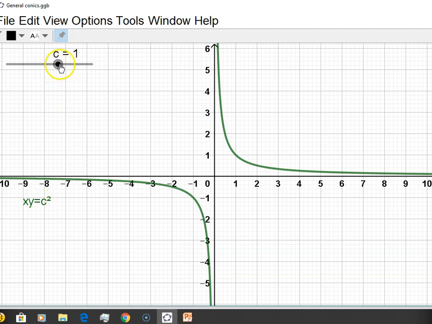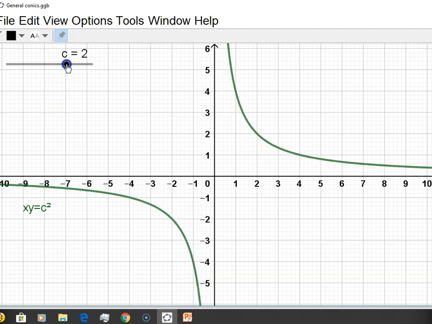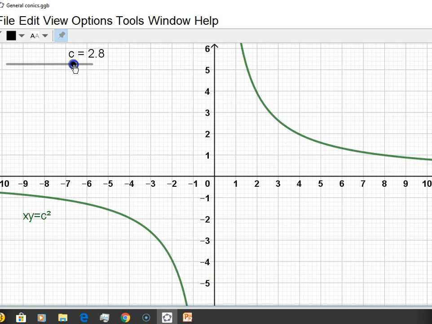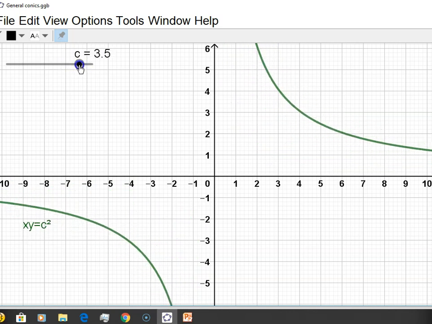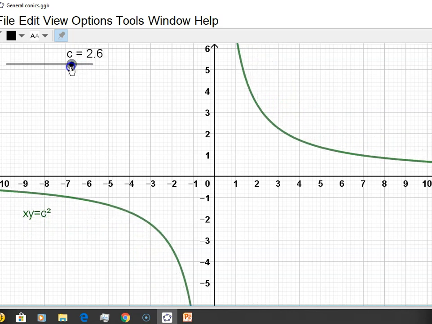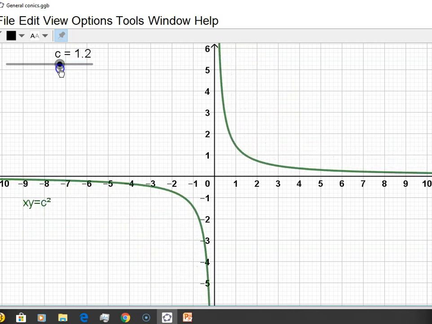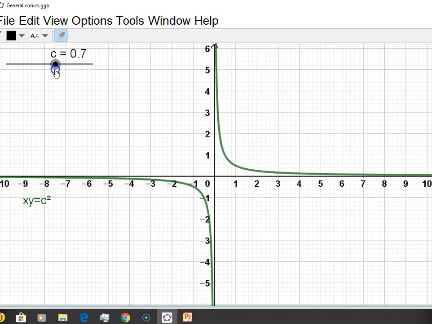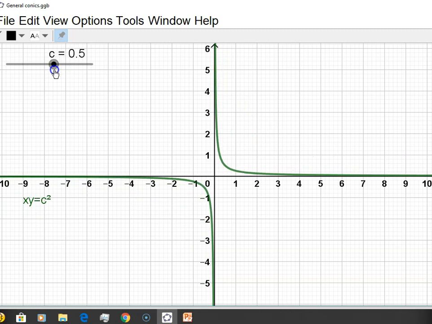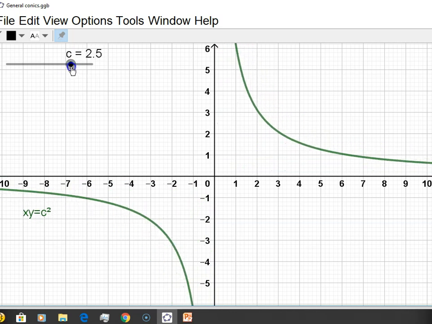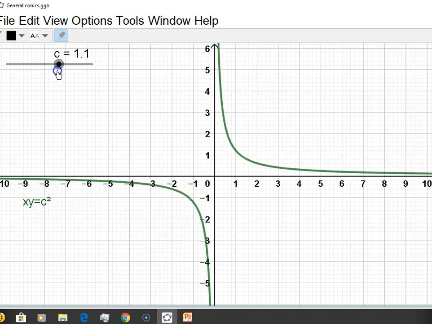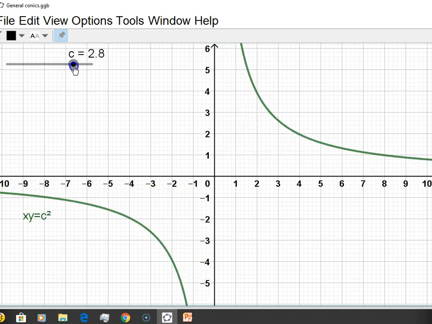What happens if we change the value of c? Well, we can see that if I increase c, then the curves move away from the origin, and as c gets smaller, they come closer and closer to it. So these are all the same shape, just different gradients coming in.